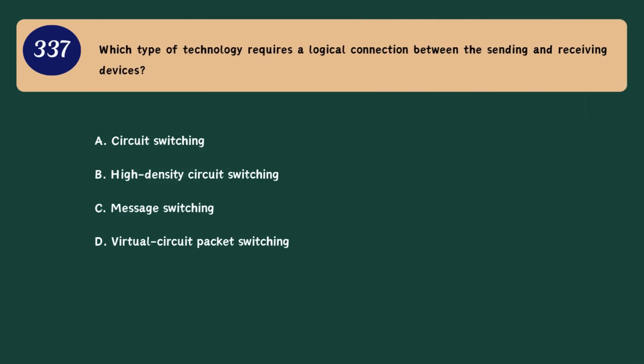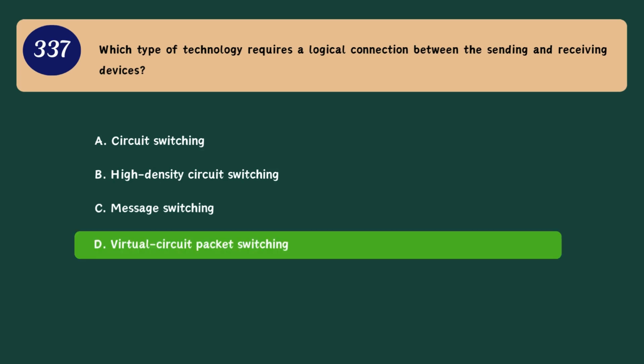Question 337. Which type of technology requires a logical connection between the sending and receiving devices? A. Circuit switching. B. High-density circuit switching. C. Message switching. D. Virtual circuit packet switching.